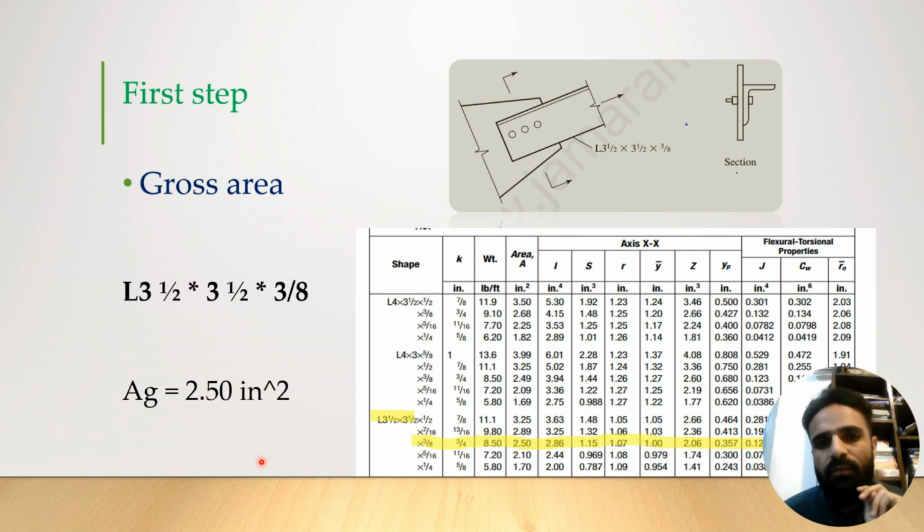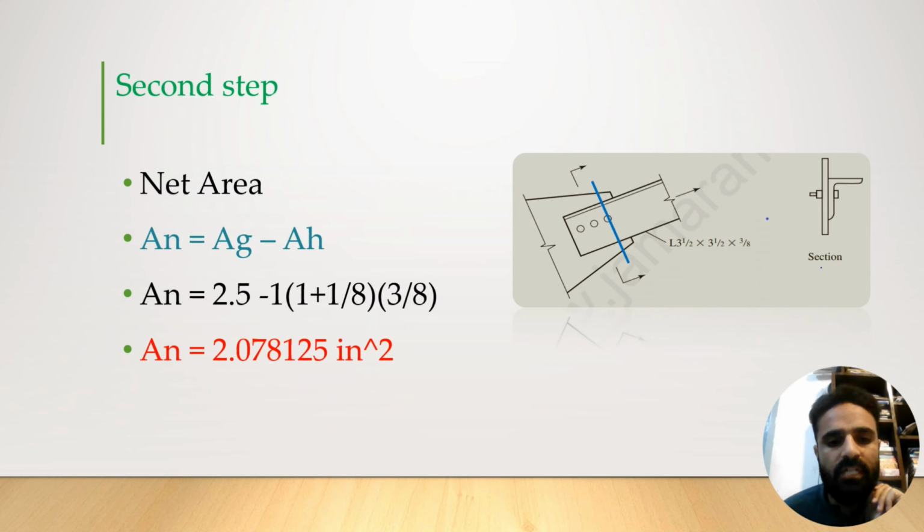Now the second step for this question will be the net area. How will we find the net area? From the gross area, after deducting the area of holes in the failure plane, we will get the net area for this section. This will be the second step. Here force is applied in this direction. Here tensile force applies, so the failure will be tensile failure. So cut a section which is perpendicular to the applied force.